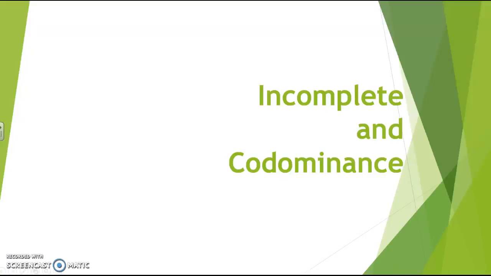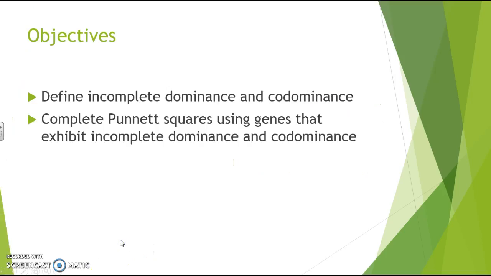All right, today's notes are short and sweet. They are on incomplete dominance and codominance. So please grab your guided notes sheet so we can go ahead and get that filled out. The objective for today is to be able to define incomplete and codominance and also be able to complete Punnett squares that exhibit these types of dominance.